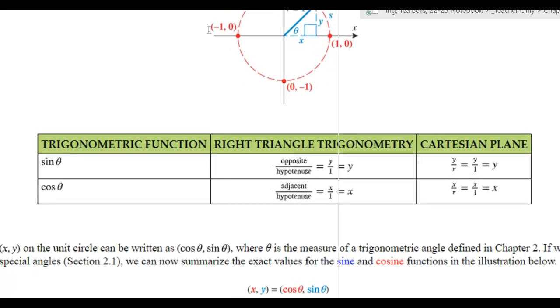Next part, again, nothing new. We're still talking about sine, cosine, and tangent. If our radius is 1 in the unit circle, our sine is still going to be equal to y. Our cosine is still going to be equal to x. Our tangent is still going to be y over x. And all of our reciprocals are still going to be the same.